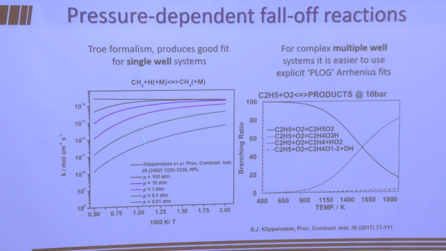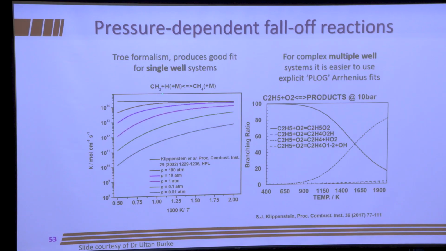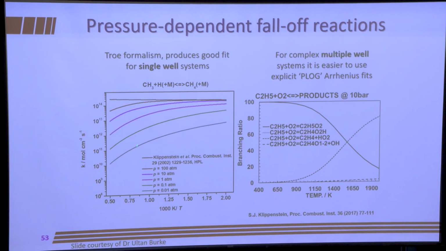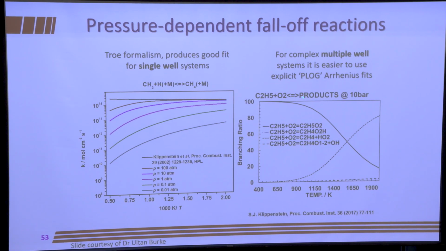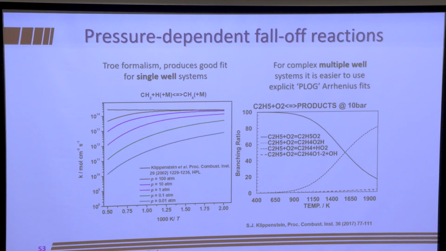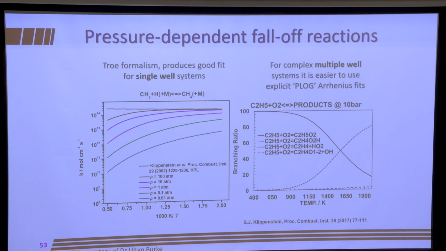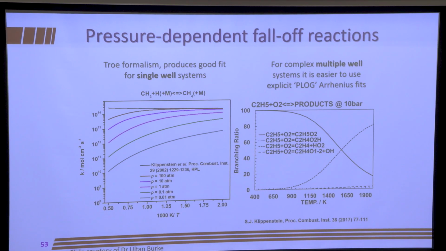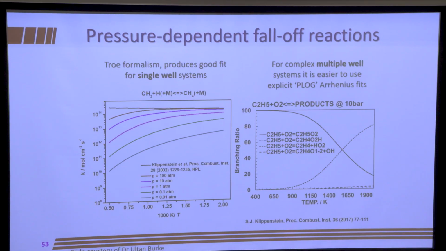As I was saying, for methyl plus H, it could do this quite accurately. But for multi-well systems, so here, ethyl plus O2 can give you ethyl peroxy, but it can also give you ethylene plus HO2. So there are two major product routes here, and in that case, for the multi-well system, the Troe formalism doesn't work that well. But the P-log formalism works very well, much better for these multi-well systems.